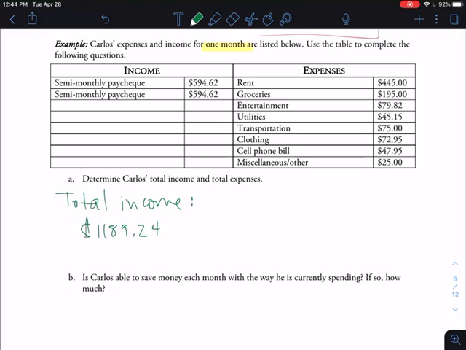So his total income is here. I just added up $594.62 plus $594.62, and that gave me his total income. Okay, and then I'm just going to make a line here.